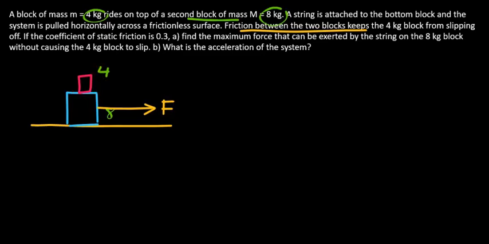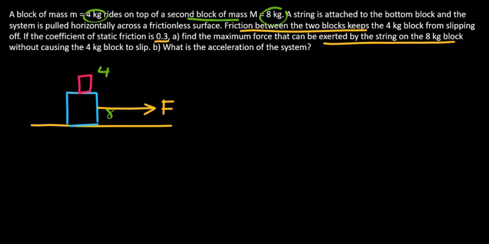Friction between the two blocks keeps the 4 kg object from slipping off, so friction exists here. If the coefficient of static friction there is 0.3, meaning at the contact point between the little object and the big object, find the maximum force that can be exerted by the string right there, on the 8 kg object without causing the 4 kg block to slip. What is the acceleration of the system?